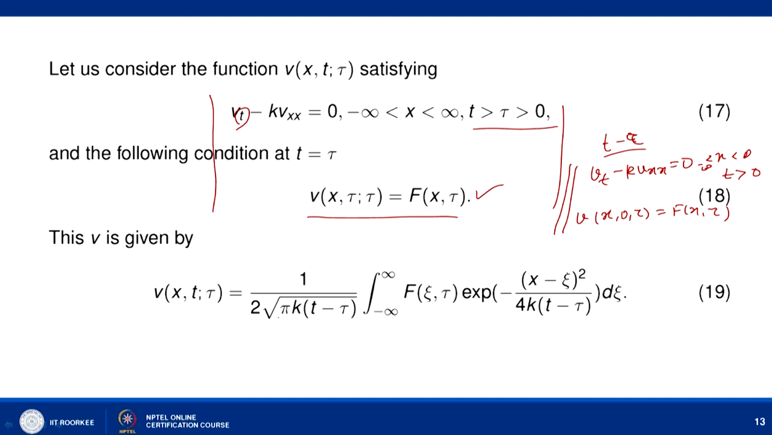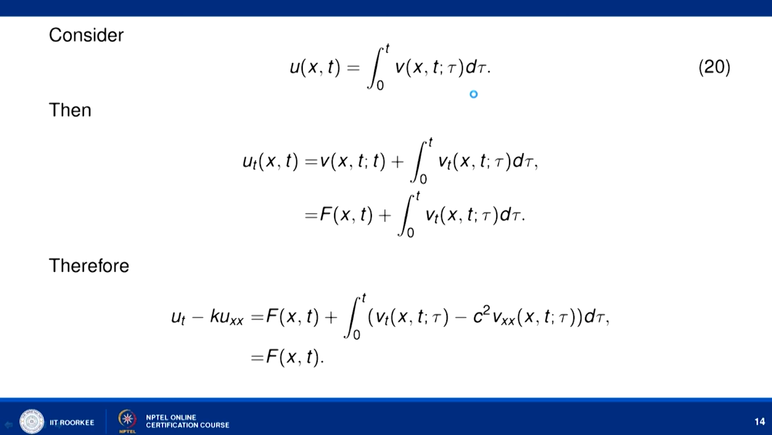given by 1 upon 2 root πk(t−τ), integral from minus infinity to infinity of f(ξ,τ) exponential of minus (x−ξ) whole square divided by 4k(t−τ) dξ. So here you see that t is replaced by t minus τ, and we already know the solution is this. So now we verify that this u(x,t), which is given by the integral from 0 to t of v(x,t,τ) dτ, is a solution of our problem. So again you differentiate u_t(x,t), it is v(x,t,t) plus the integral from 0 to t of v_t(x,t,τ) dτ.